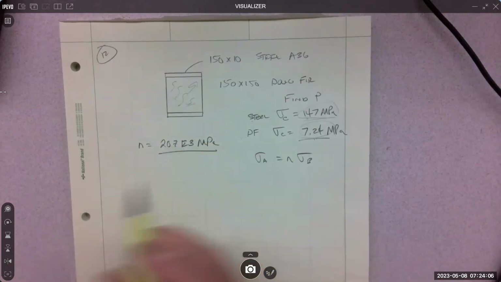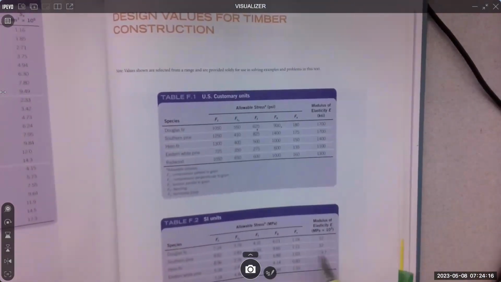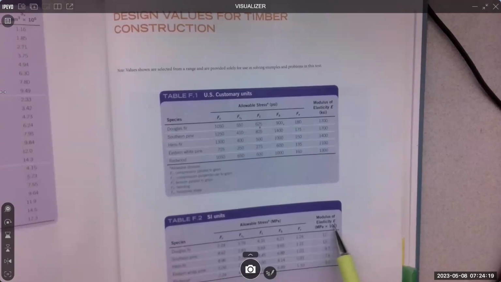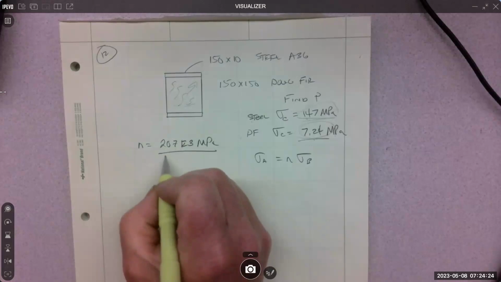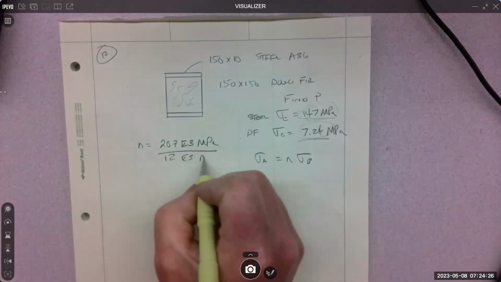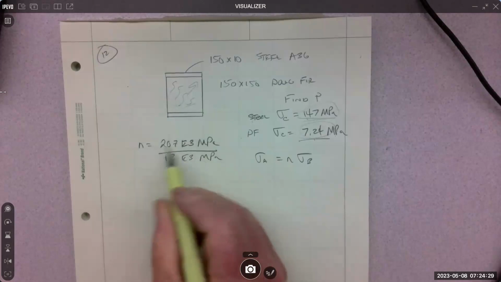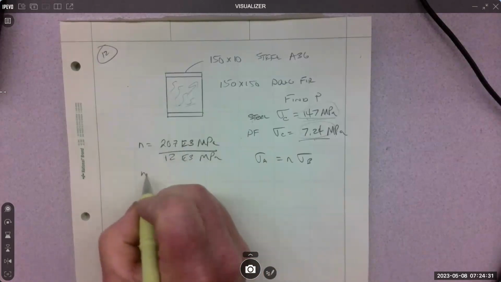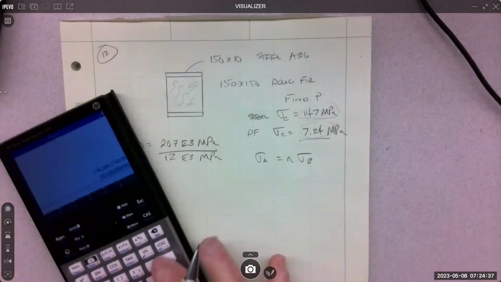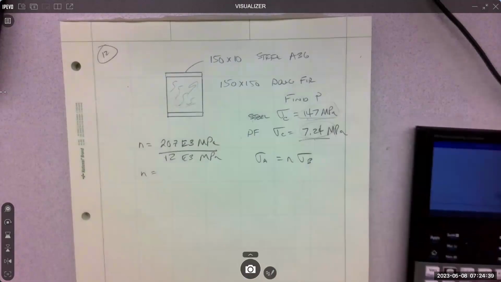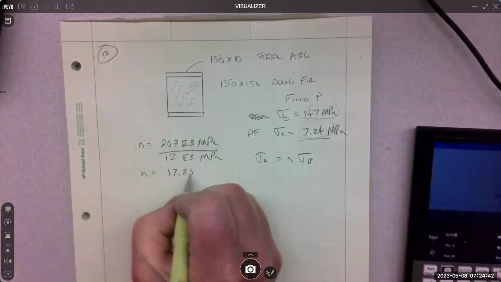And then Doug fir. There is a table for SI Doug fir. It's down here at the bottom. And Doug fir is 12 times 10 to the third megapascals. So the units are the same there. So 12 E to the 3 megapascals. So for this calculation, it's just the 207 divided by the 12, because this is all the same. 17.25, a big one again.